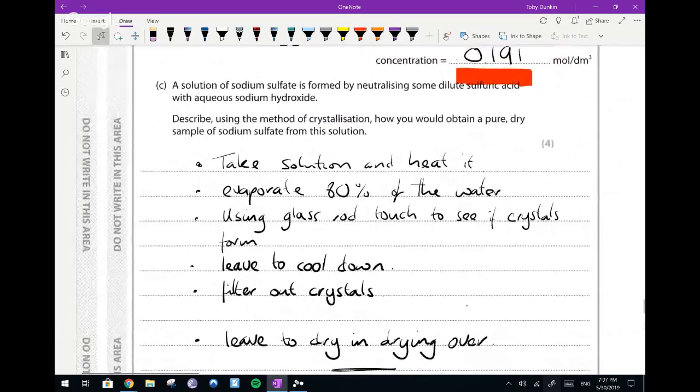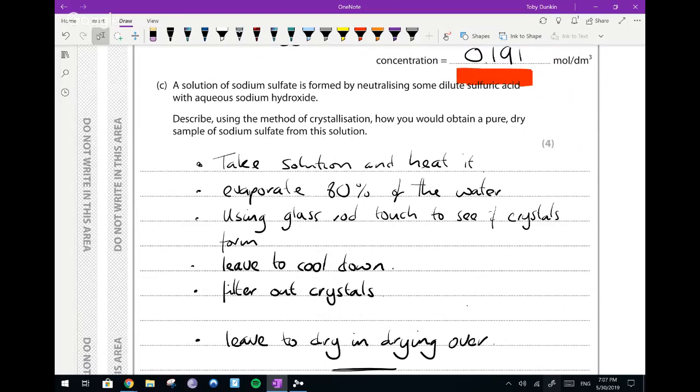Next, a solution of sodium sulfate is formed by the neutralization of some diluted sulfuric acid with sodium hydroxide. Describe using the method of crystallization how you obtain a pure, dry sample of sodium sulfate. Right, salt preparations, learn them, folks. Another set of stories to learn. Take the solution and heat it. By the way, you've already been given the solution.